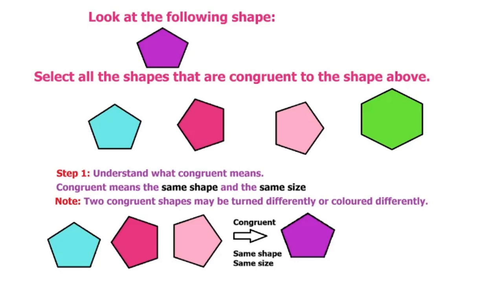This is not congruent. This one is much larger and it's a different shape completely. It has 1, 2, 3, 4, 5, 6 sides, so it is not congruent. And that's the end of this lesson.